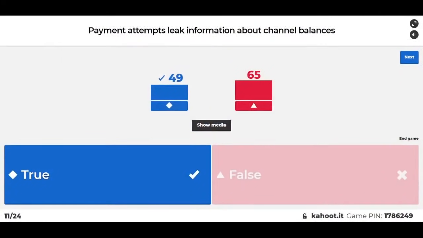And let's see how many people got this right. Oh, this one was tough. The majority of people got this wrong. Payment attempts, in fact, do leak.